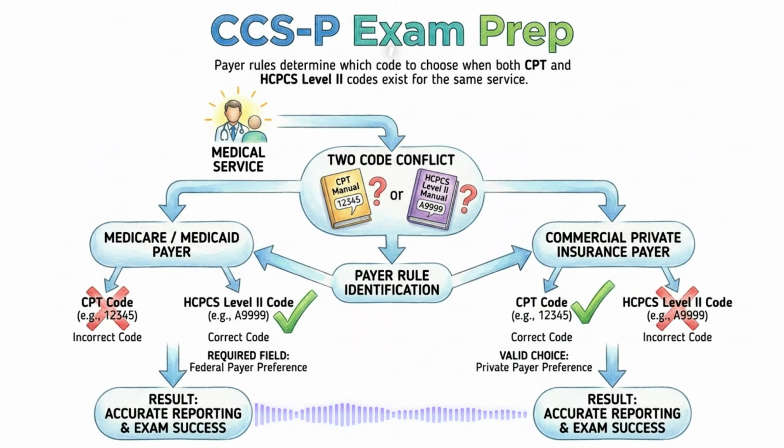You will inevitably encounter situations where both a CPT code and a HCPCS Level II code exist for the exact same medical service. When this conflict occurs, your code selection depends entirely on the rules of the specific insurance payer. As a general rule, Medicare and Medicaid will almost always require the HCPCS Level II code, while commercial private insurances usually prefer the CPT code. On your certification exam, the test question will provide enough context about the payer to help you make the correct choice between the 2 manuals.